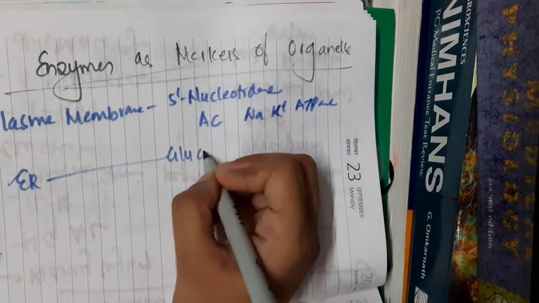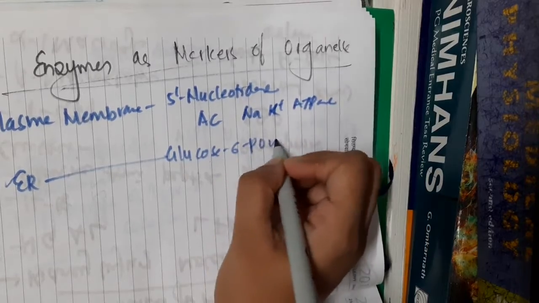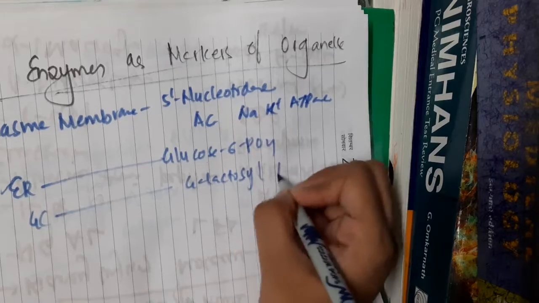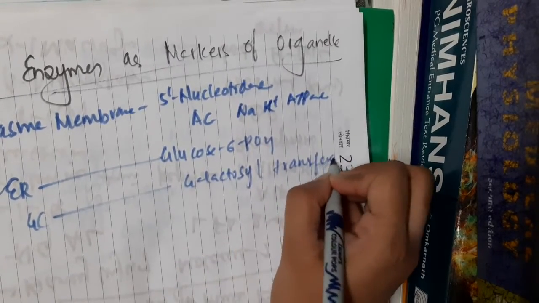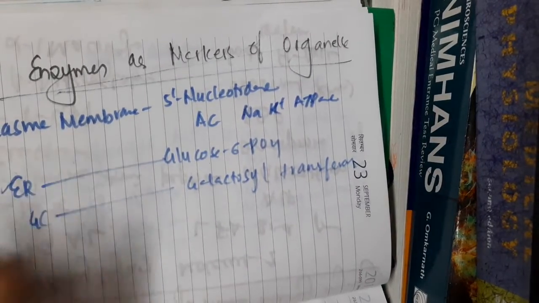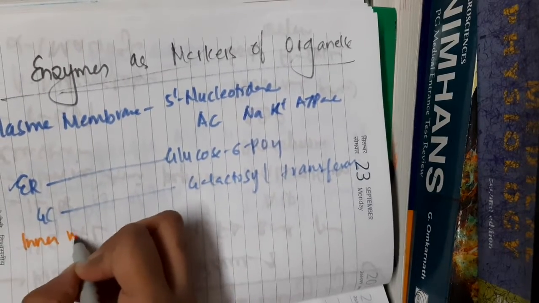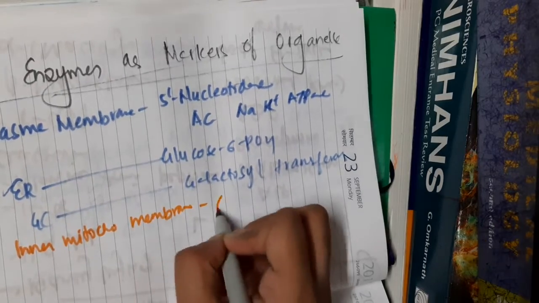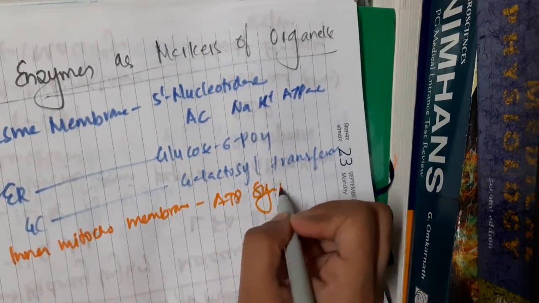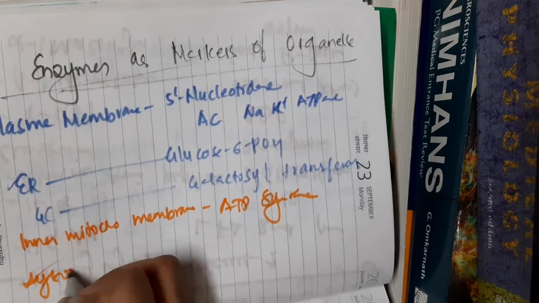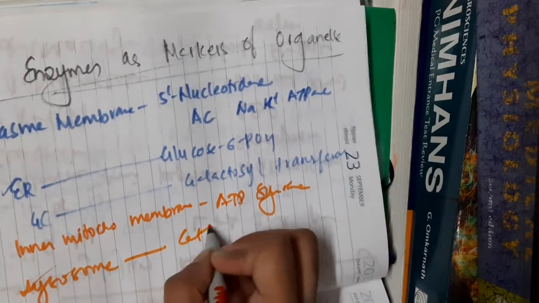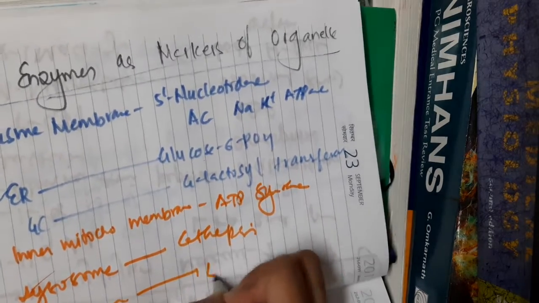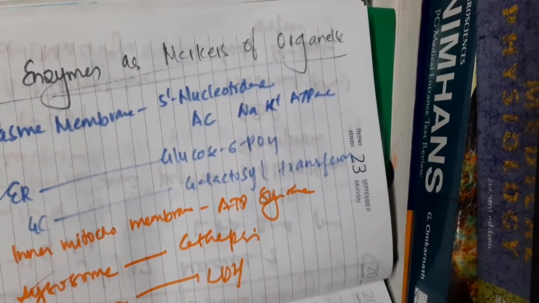Endoplasmic reticulum, we have glucose 6 phosphatase as marker. For Golgi apparatus, galactosyl transferase is used as a marker. Then for inner mitochondrial membrane, we can use ATP synthase as marker. Then for lysosome, cathepsin is used as a marker. Then for cytoplasm, lactate dehydrogenase is used as the marker.